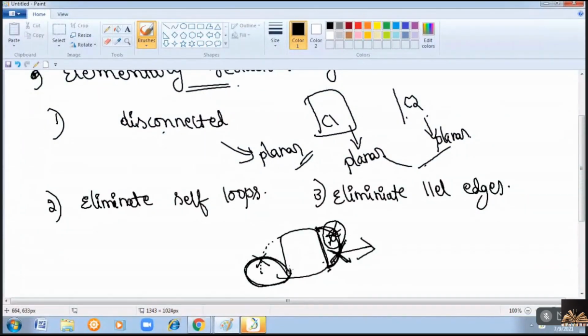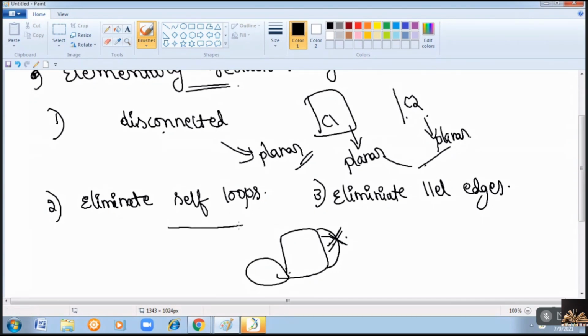That is the reason when you are talking about the planarity of a graph, you have to eliminate the self loops and parallel edges. Why? Because elimination of self loops and parallel edges does not change the paths of a graph. Suppose you eliminate any of these edges, there is no case that you cannot reach any other vertex. That is not possible, right?